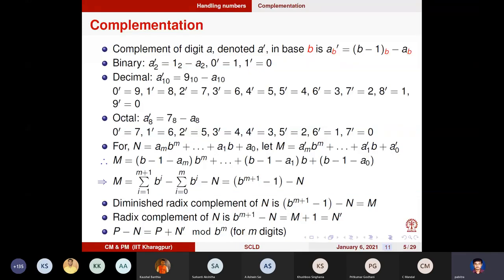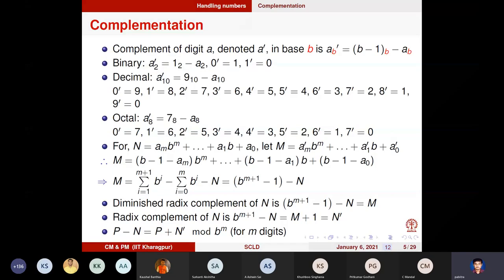So how do you get the radix complement of n? There are two ways. One way is you flip every bit and then add 1 to it, and the value of that would be b to the power m plus 1 minus n, where b is the base and m plus 1 is the number of digits used. That's it. So this is another definition of complement that we got.